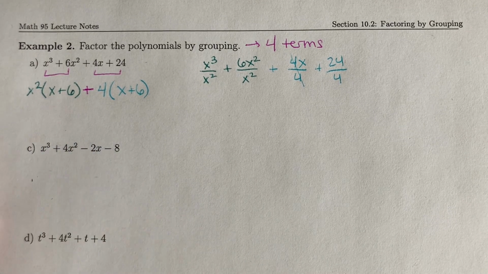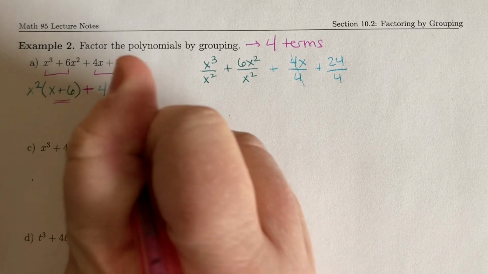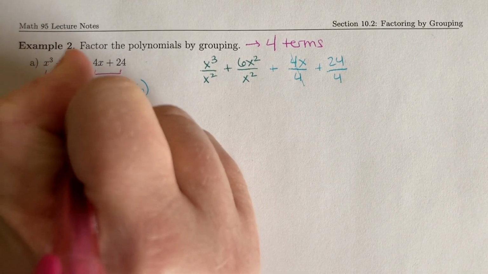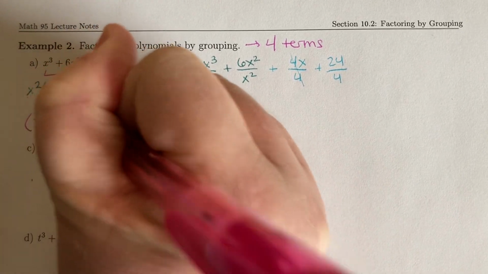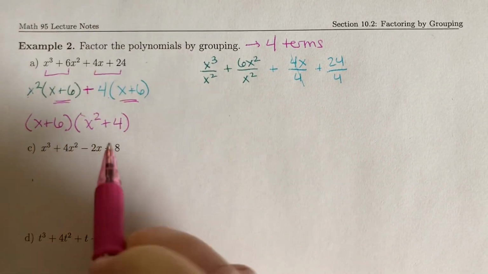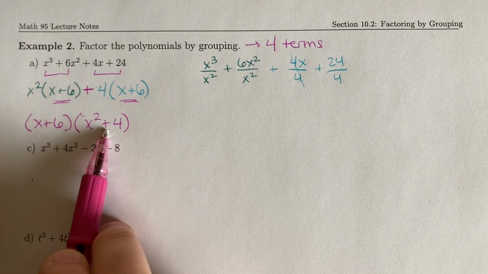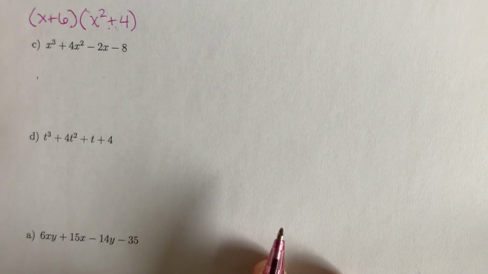Just like the last page, now we're on this last step where we check: do the parentheses match? And they do, so we can take out x plus 6, and then what's left is x squared plus 4. And that's the other reason it was so important that we had that plus sign there, so that we knew whether this should be plus or minus. So it's a little strange, it's definitely new. Let's try this next one.